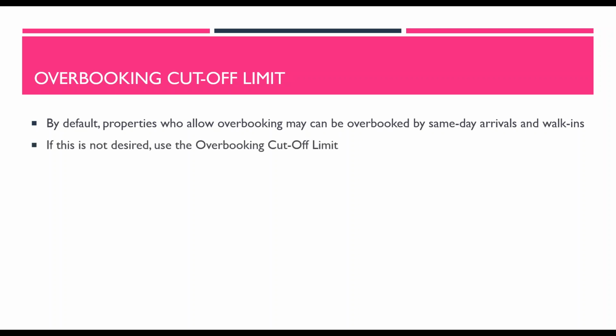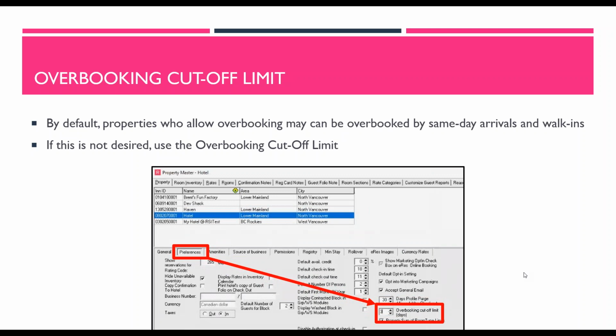Now, if this is not the desired strategy, you can use the overbooking cutoff limit to automatically release overbooking limits a specific number of days ahead of today. The overbooking cutoff limit setting is found within the Property Master, located on the Preferences tab. You will notice on the right-hand side there is a field indicating overbooking cutoff limit. You can enter this value in a number of days.